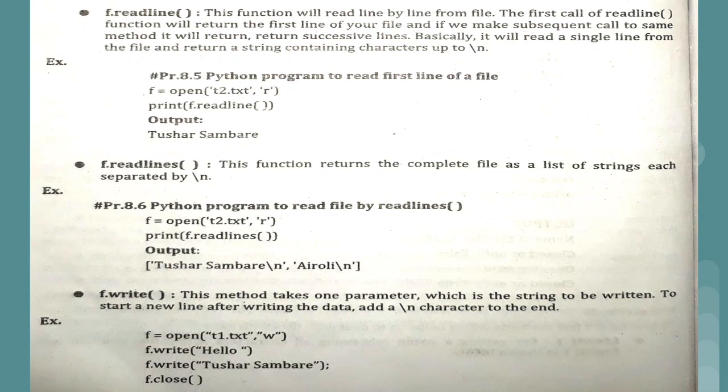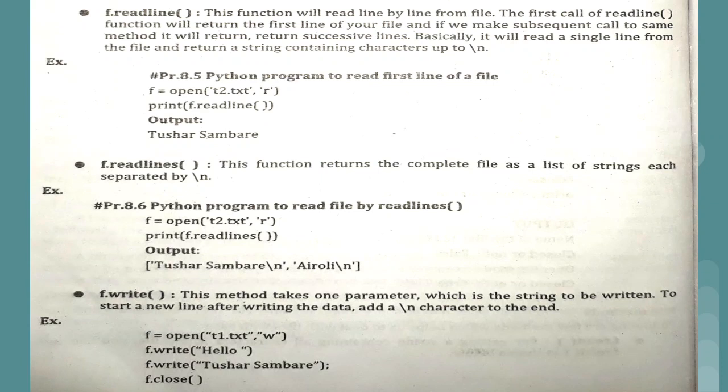That is, we have opened t2.txt in read mode, and then we have applied f.readline. Because of this particular code you got the output as Tushar Sambre. So Tushar Sambre is the only first line of our file. So that is the only one line which we got as output. There is one more line present in t2.txt, that is Airoli. It is not displayed because of readline. Why? Because readline will start reading from the beginning and it will read only a single line at a time.